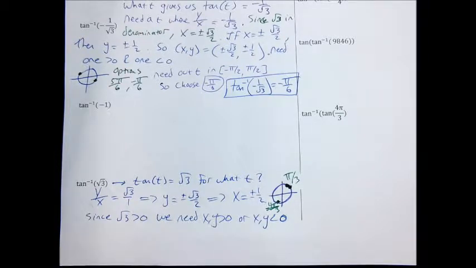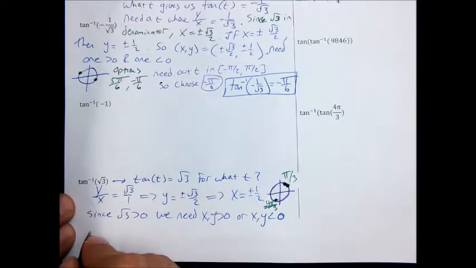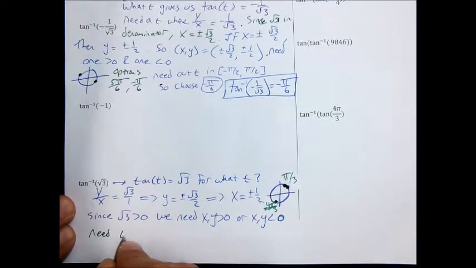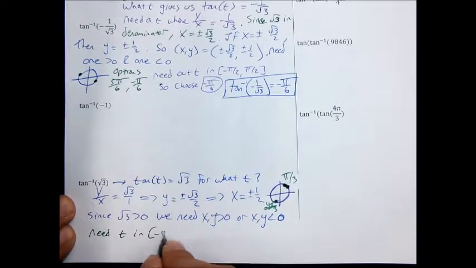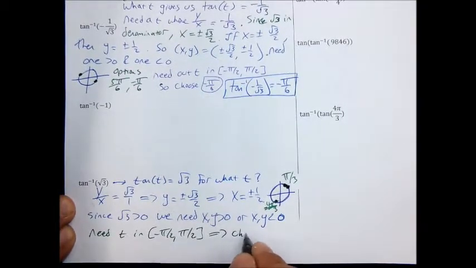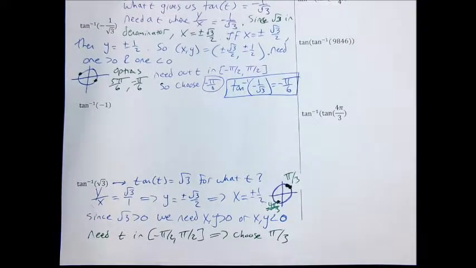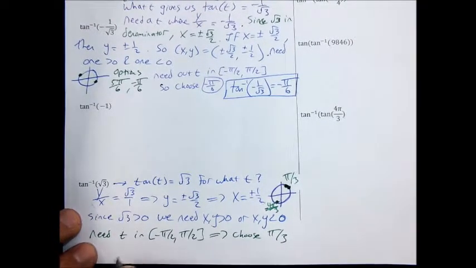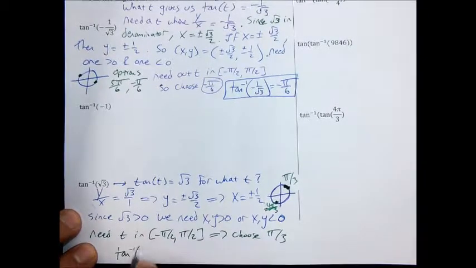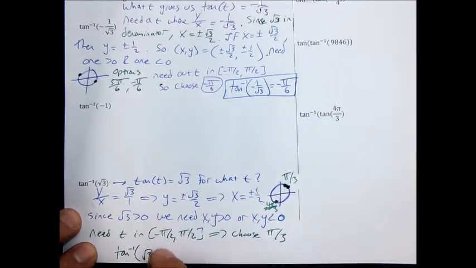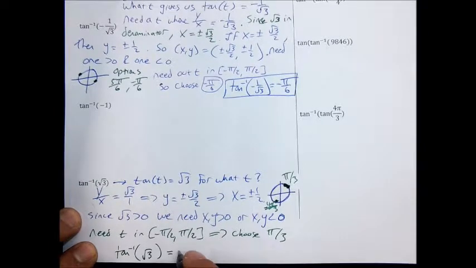And we want to pick the one that's between minus pi over 2 and pi over 2. So which one of those two is on that interval? Yeah, pi over 3. So we need t to be between minus pi over 2 and pi over 2, and that means we choose pi over 3. And so our answer, tan inverse of root 3, is pi over 3.